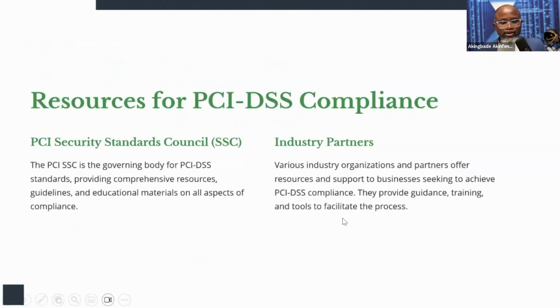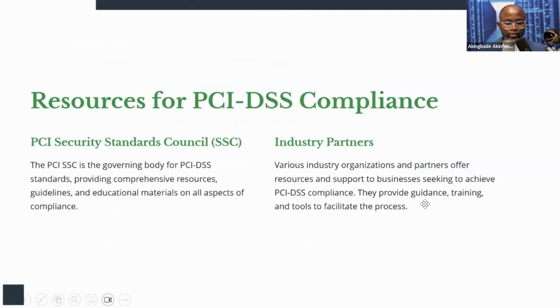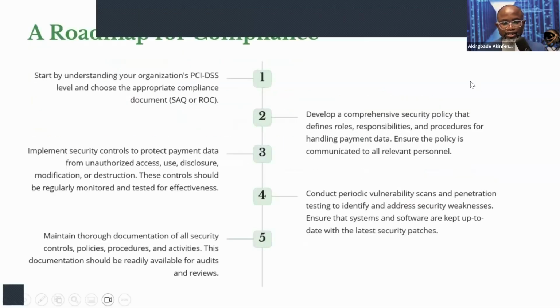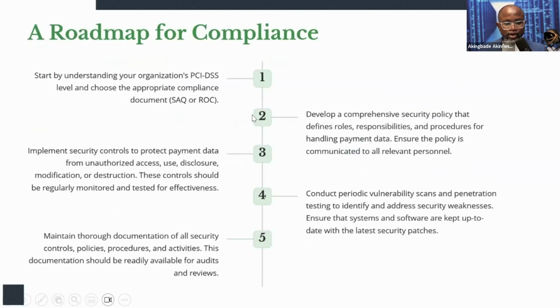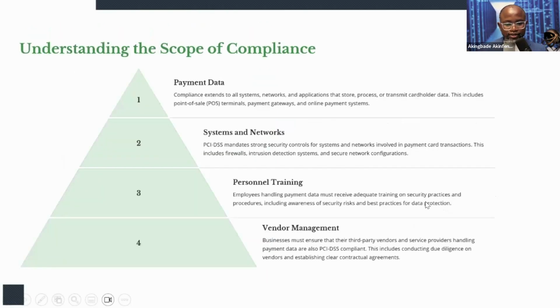What are some general resources for PCI DSS? Of course, there's the Security Standards Council that provides oversight materials for it. There are industry partners that also help in general. So these are some general roadmap around PCI DSS: making sure you have an understanding of the level of appropriate compliance required for you, have policies developed, implement security controls, always do vulnerability scans and checks, and make sure you follow the right procedures for cybersecurity within your organization.